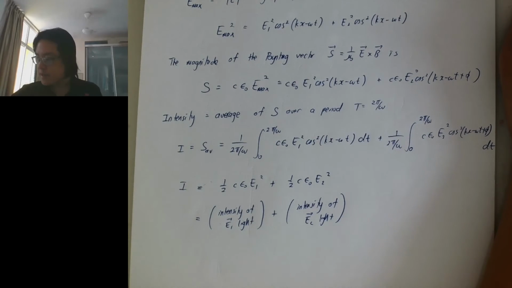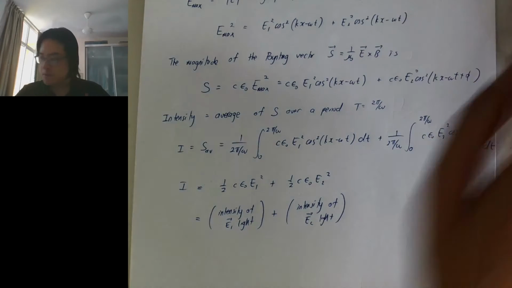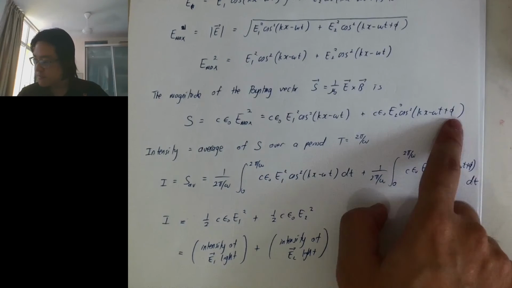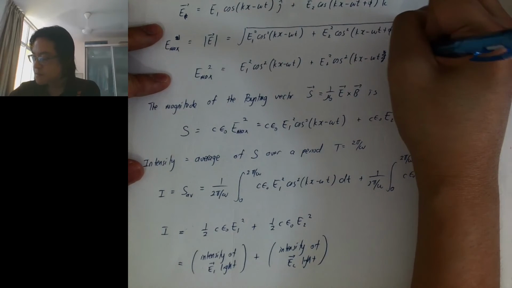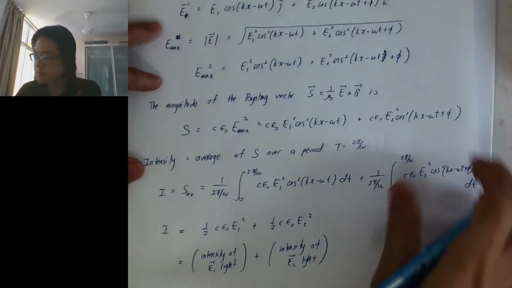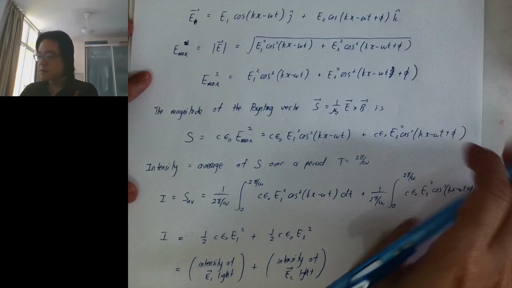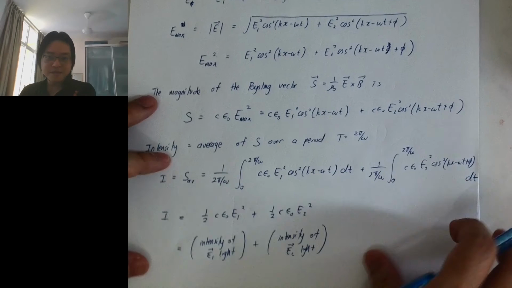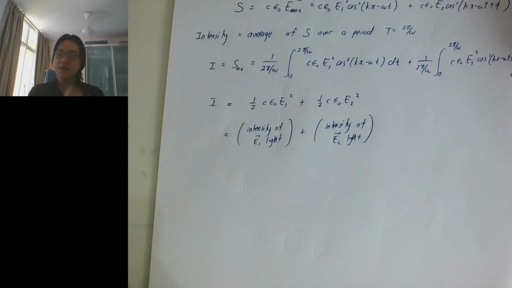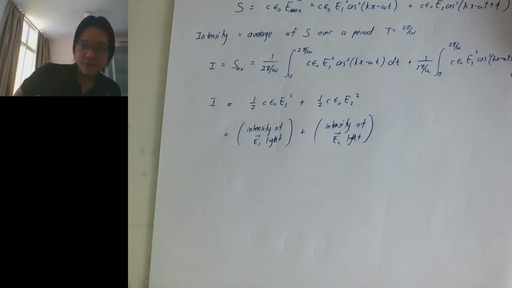Emax2 missed the phi. The phi is here, the phi is here. Oh, this one, yes. Yeah, thanks. Correct. The phi is here, the phi is here. But after you perform the integration, the phi is not important for the intensity. It is important for the shape of the polarization.